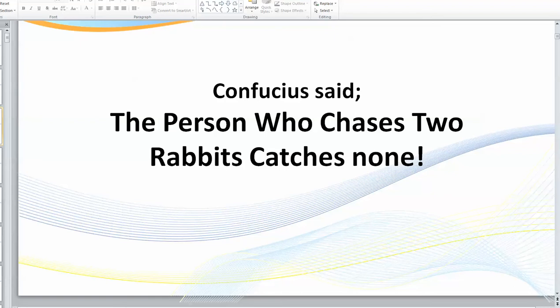Now I'm going to be showing you a number of trade setups today, and never forget what Confucius said: the person who chases 2 rabbits catches none. And you hear me say this every day: become a master at 1 or 2 setups and focus on those, because we have a thing called ego depletion, and Robin Sharma talks a lot about this.